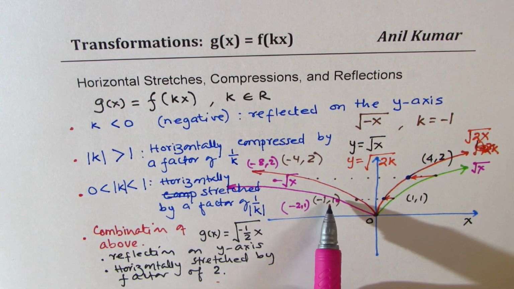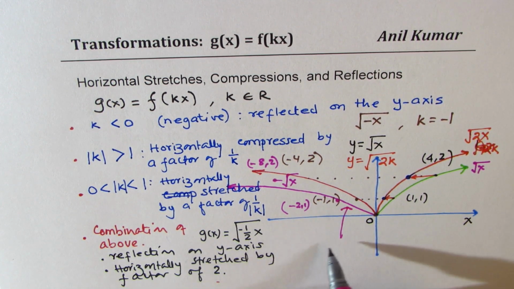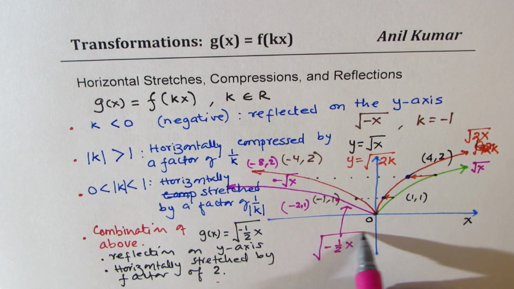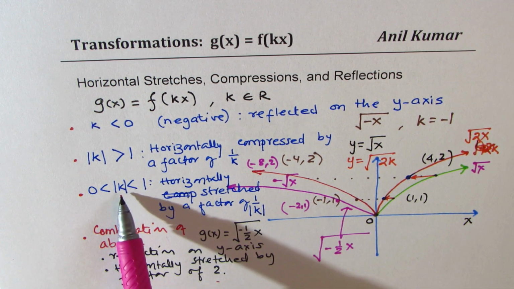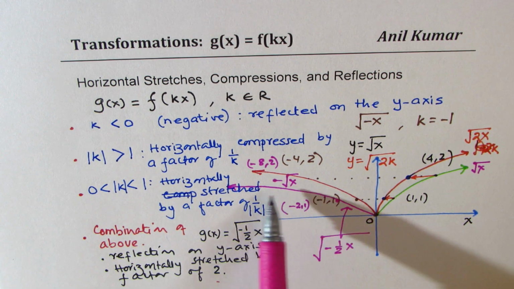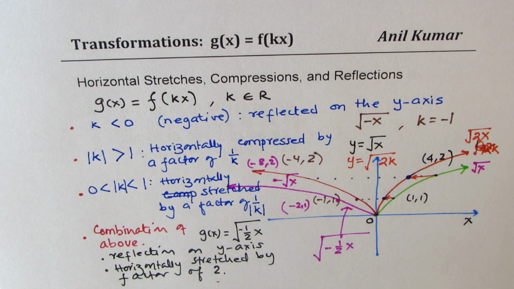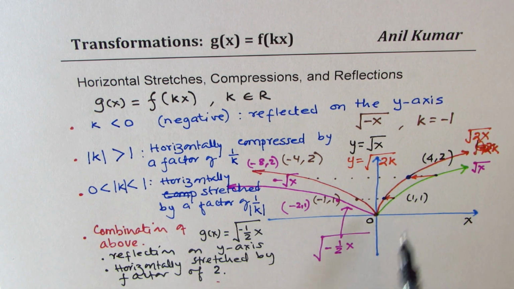So what you see here is that this particular graph, which represents square root of minus half x, where the k value is negative, means reflection on the y-axis, and half means the absolute value of k is between 0 and 1. It is horizontally stretched as shown here, right? So it becomes wider. Do you see that? So it becomes much wider, and the distances which we are taking are about the y-axis. So it is horizontally stretched.